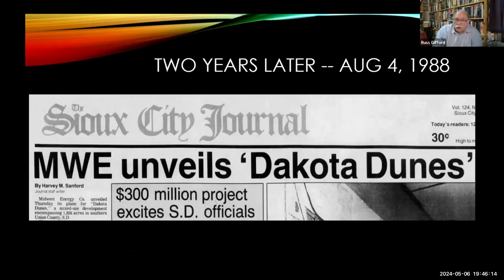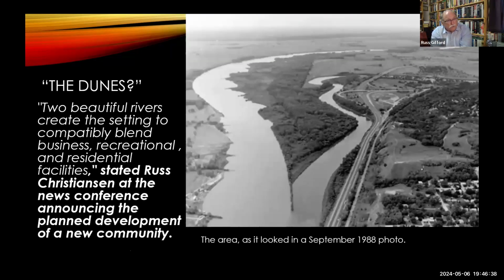Two years later, August 4th, 1988, at a press conference in downtown Sioux City, Midwest announced the concept of Dakota Dunes. In his announcement, he said that we have 2 beautiful rivers that create the setting to compatibly blend business, recreational, and residential facilities. And that's his statement at the news conference.